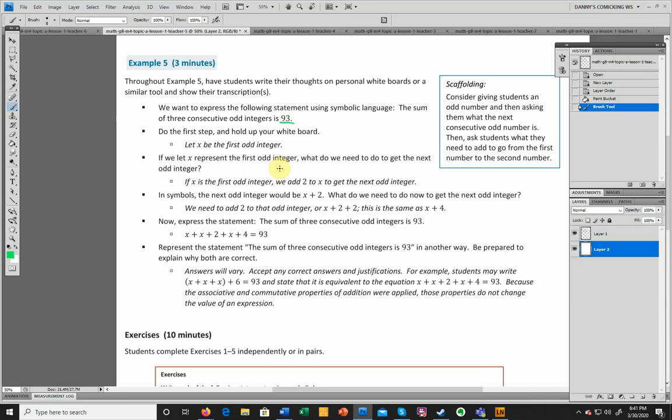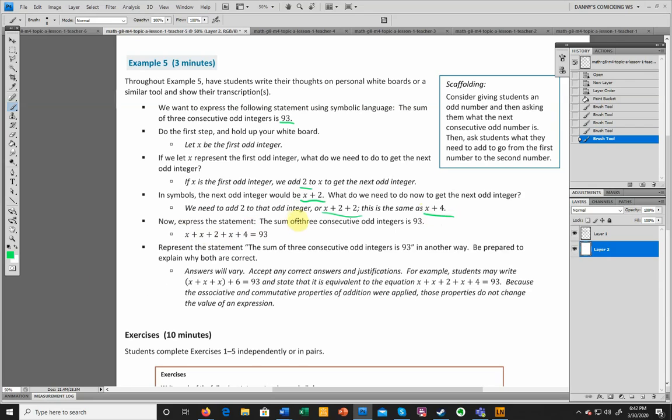If we let x represent the first odd integer, what do we need to do to the next one? If x is the first odd integer, we add 2 to x to get the next odd integer. Remember, because it's not even, it's odd, so you're jumping up 2. So that you go 1, 3, right? So it's every other one. In symbols, the next odd integer would be x plus 2. We need to add 2 to that odd integer, or x plus 2 plus 2. This could also be x plus 4.